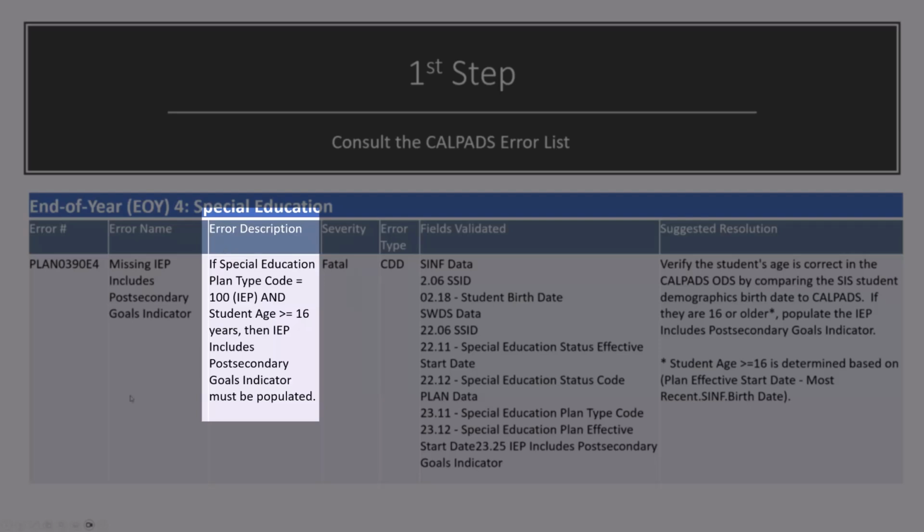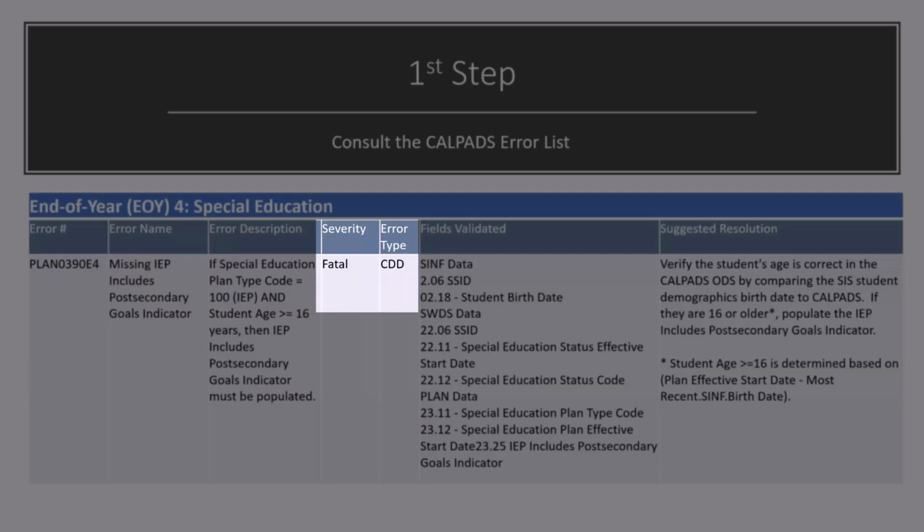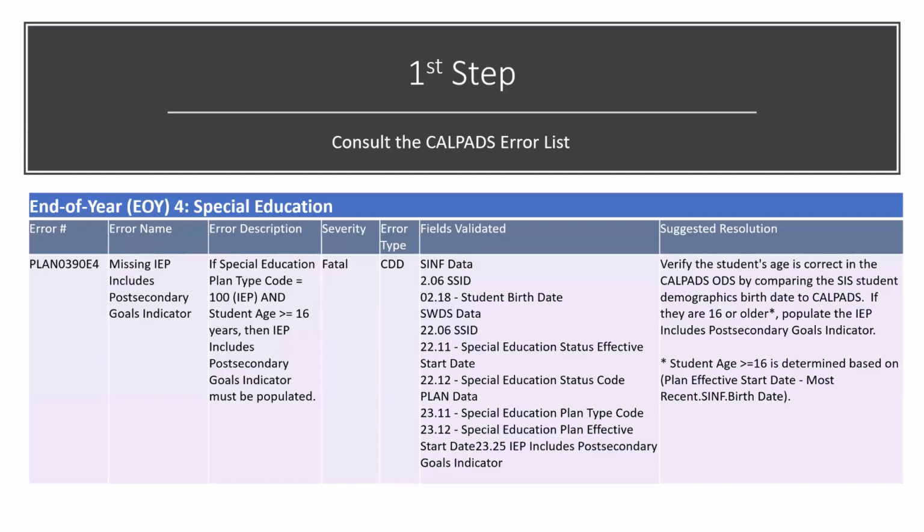If the special education plan type code is 100 IEP and the student is older than or equal to 16, then the IEP includes post-secondary goals indicator must be populated. This field has to have an indication of yes or no once the student turns 16. We can see that this is a fatal error, so this CDD will prevent certification if it goes unresolved.